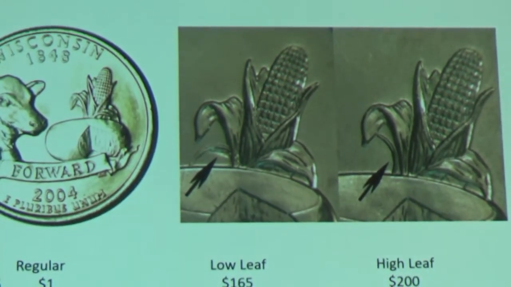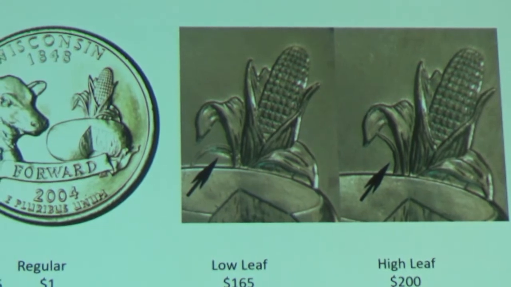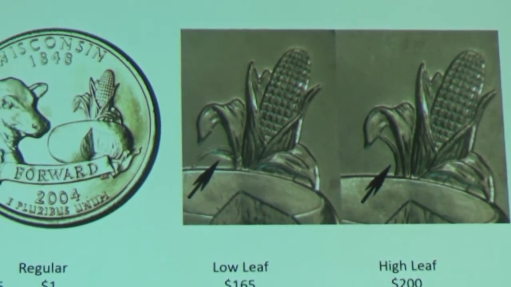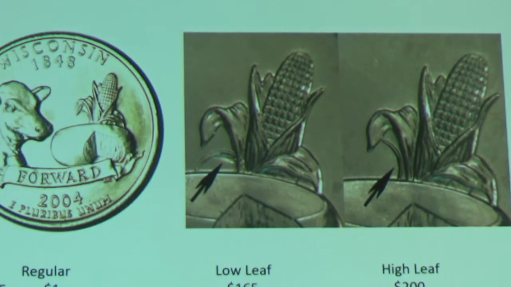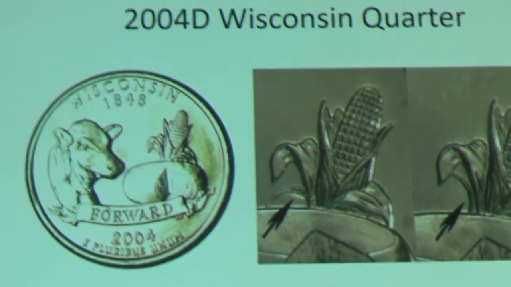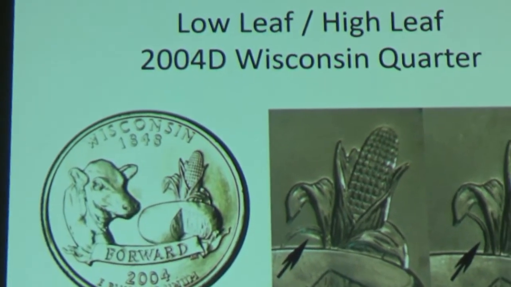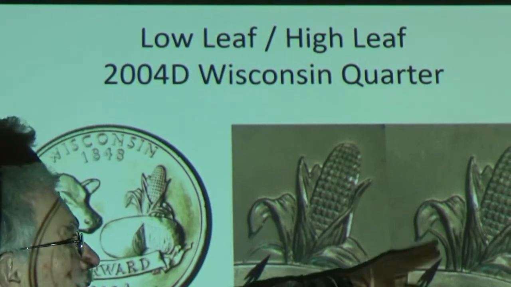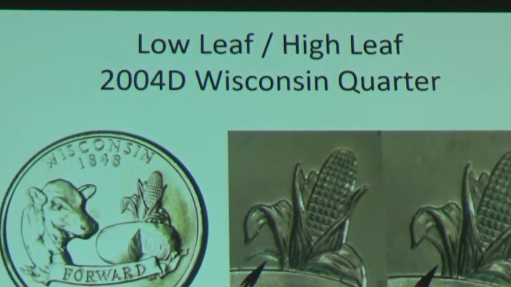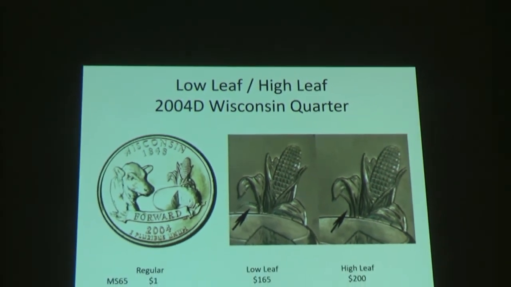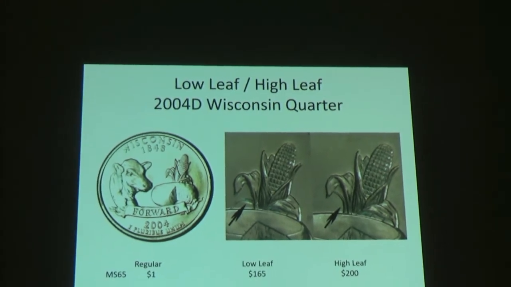I still haven't gotten these, but I would like to get one of each in a slab. Well, I'd like to get all three of them in a slab because it'd be nice to compare. But once you understand where the low leaf and the high leaf come from, they're pretty easy to recognize. And you can probably actually see it without a loupe, so it's pretty nice.